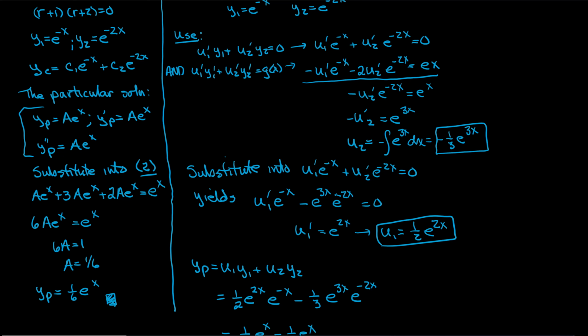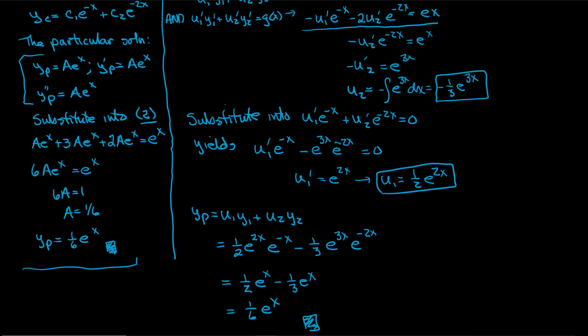And this gives us that 6a equals 1, or a equals 1/6. This gives us then our particular solution right there as 1/6 e to the x. Remember, our general solution can be created. So if you ask for the general solution, you have to pay attention to what you're being asked for.